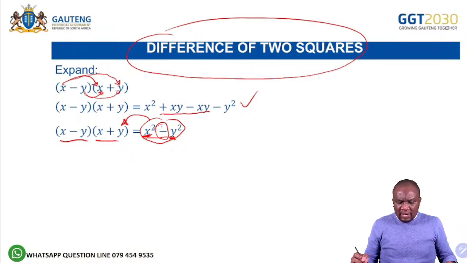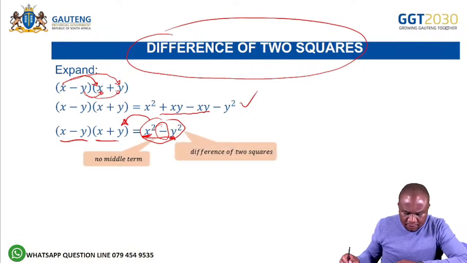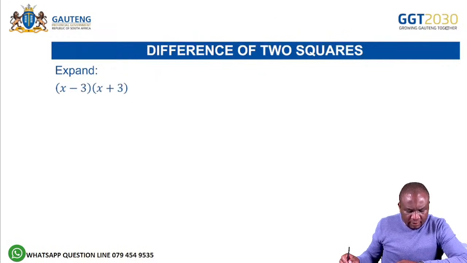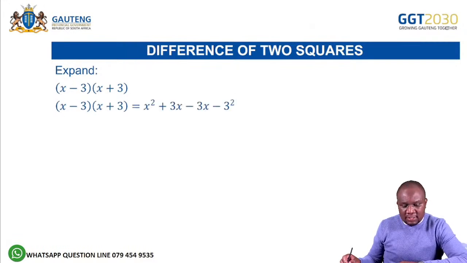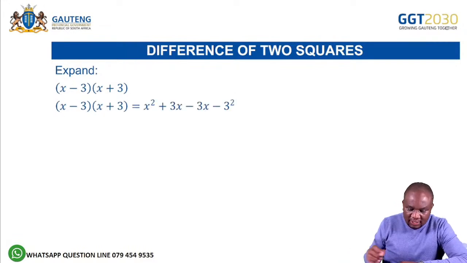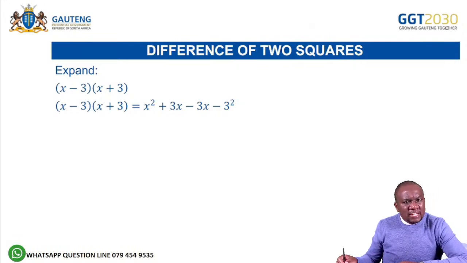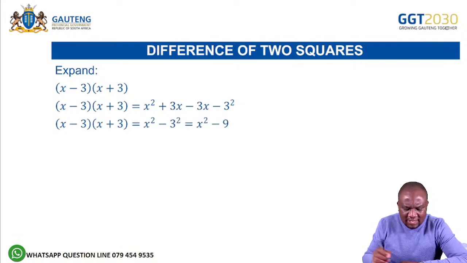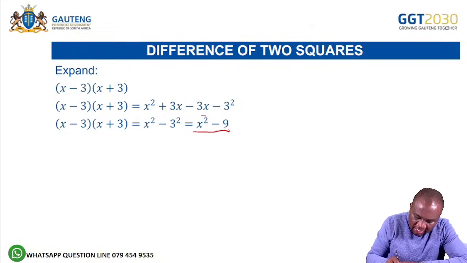Okay? Right. And then another example. x minus 3, x plus 3. You see that? When we expand this using the FOIL method, we're going to get x squared minus 9. And then if you check, x squared is a square. 9 is a square number.